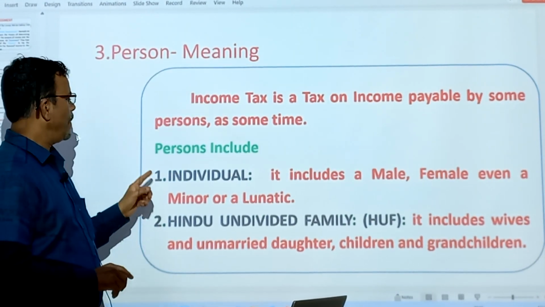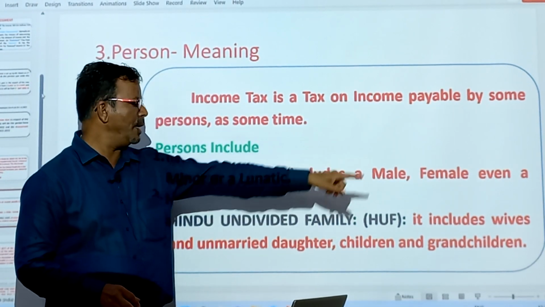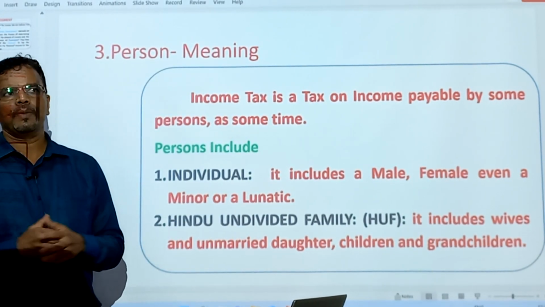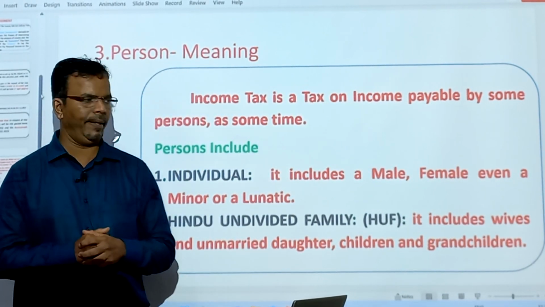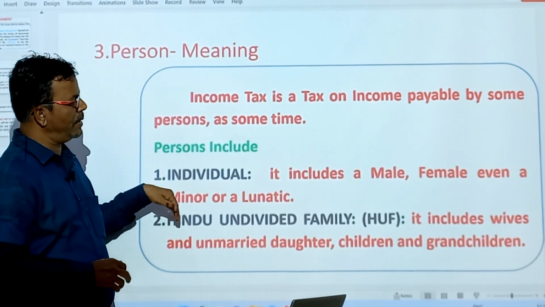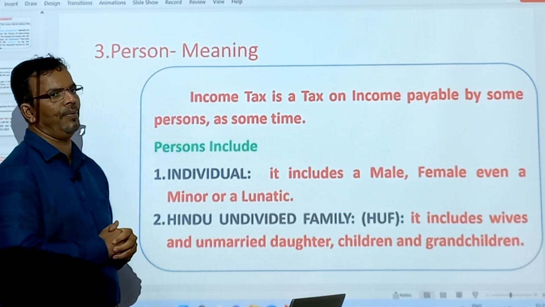First is the individual. Individual means any male, any female, even a minor and a lunatic. Lunatic means those who do not have a sound mind, and a minor means someone below 18. Even if they are earning income, they have to pay income tax, and this is called the individual.